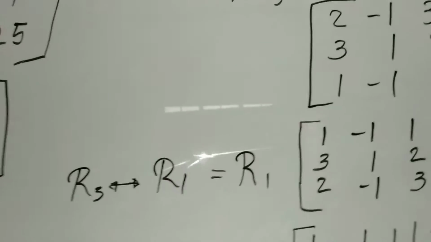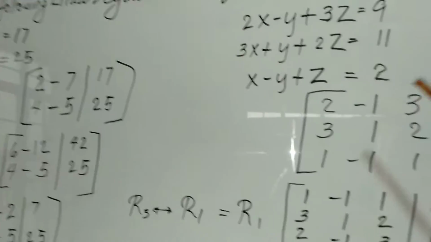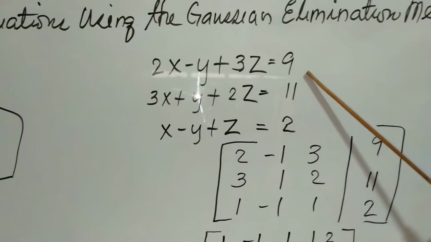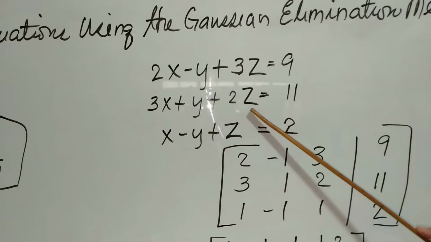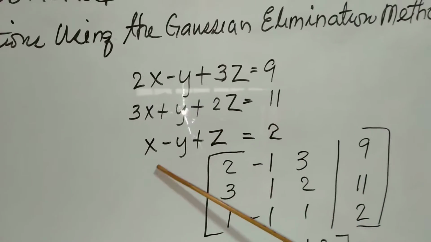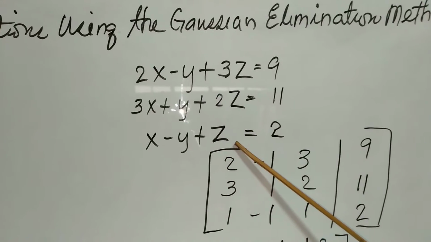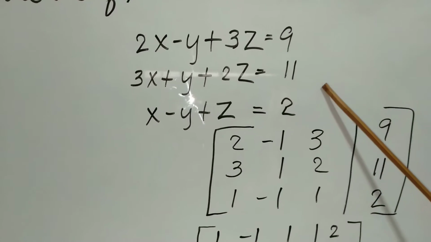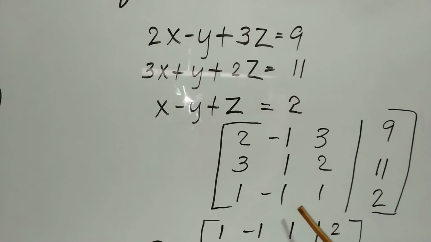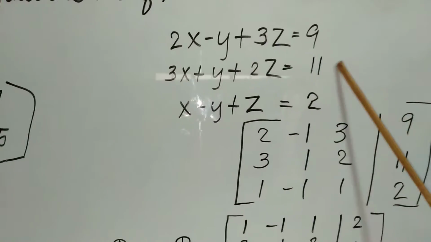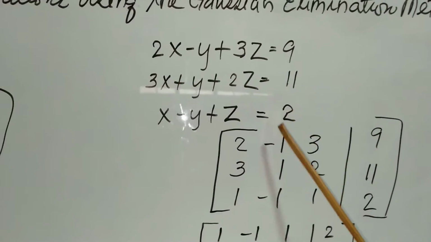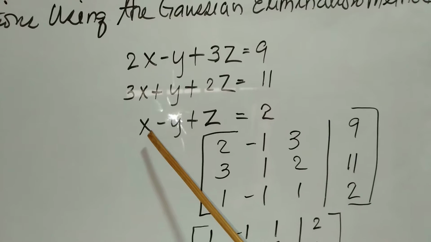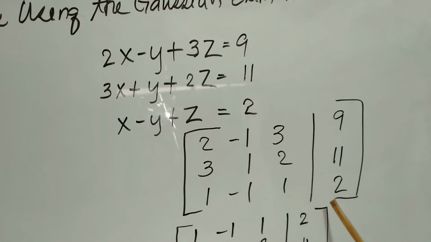So for the second problem we have here, three variable equations. 2x minus y plus 3z is equal to 9. 3x plus y plus 2z is equal to 11. x minus y plus z is equal to 2. We write this again in augmented matrix. All we have to do is copy all the numerical coefficients: 2, minus 1, 3, and 9. 3, 1, 2, and 11. 1, negative 1, 1, and 2.